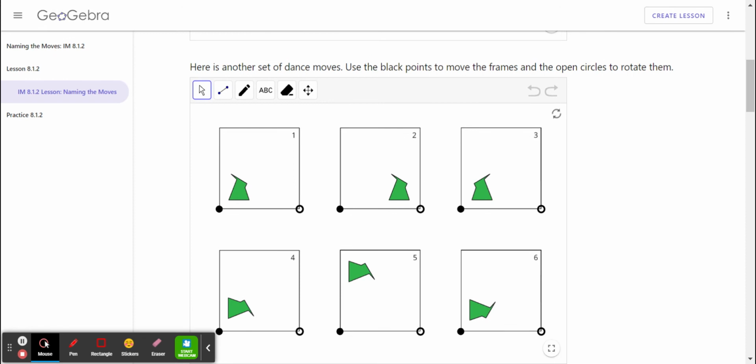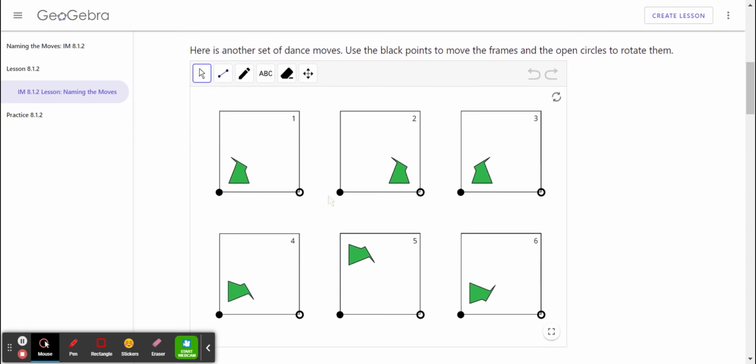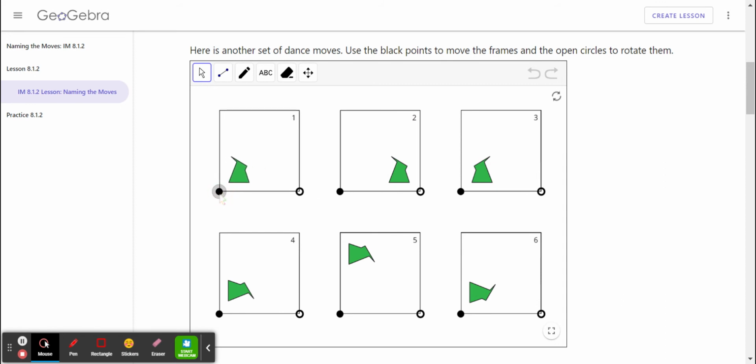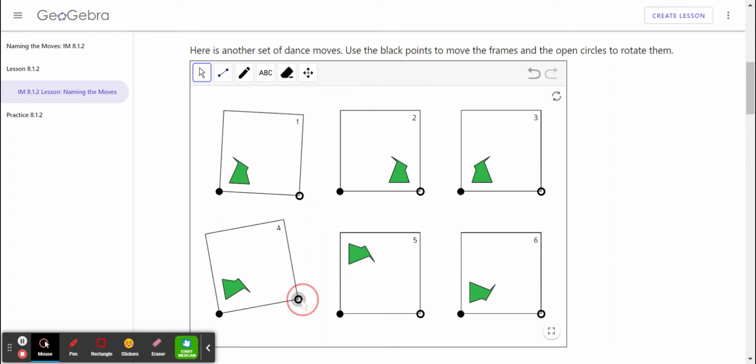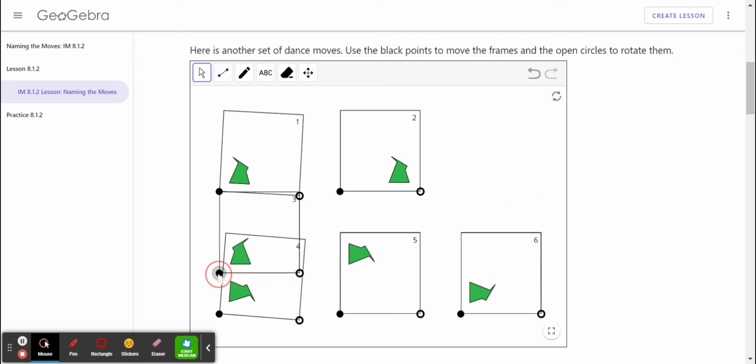Okay, so in the next activity, it says here's another set of dance moves, and this is similar to what you saw yesterday if you were working on the activity from home. It says use the black points to move the frames and the open circles to rotate them. So this is optional, but just if you want to kind of lay them on top of each other to see how they look, or if you want to spin them around to see how they might have changed, right? So for example, when you move from 3 to 4, it might be useful to see, okay, this is how the picture spun around.